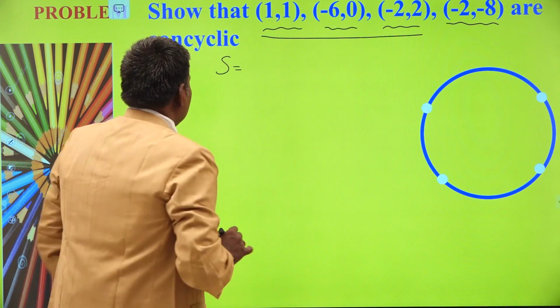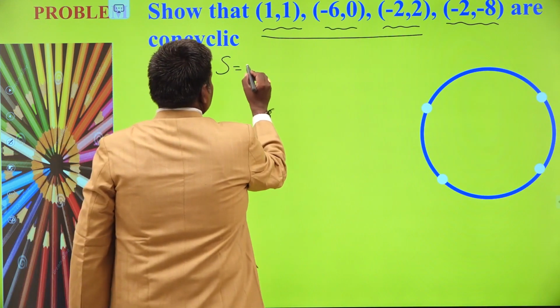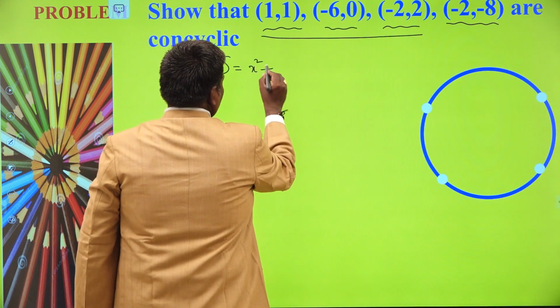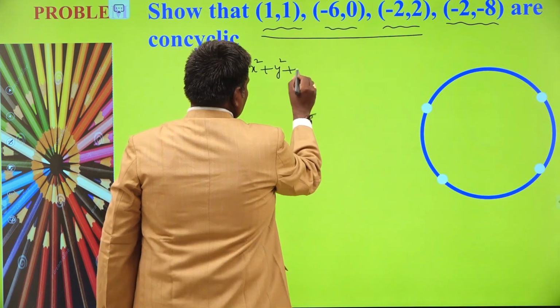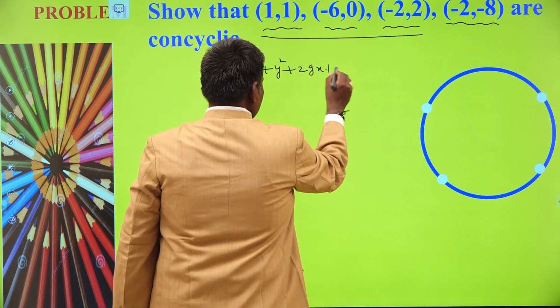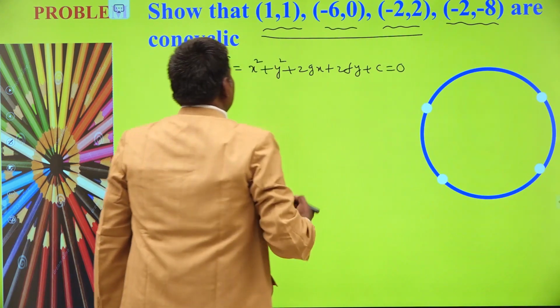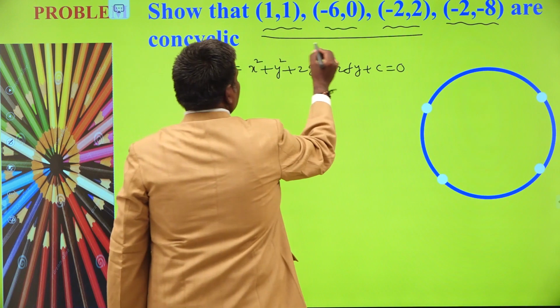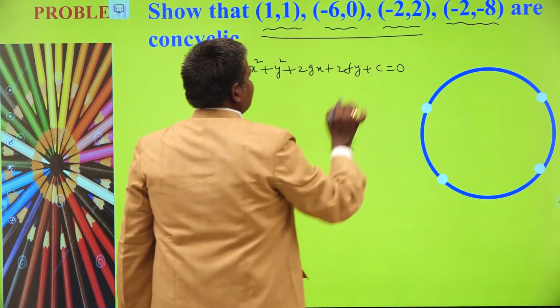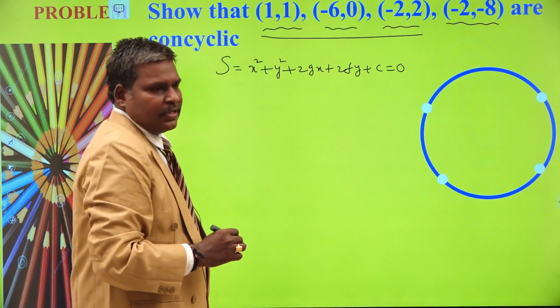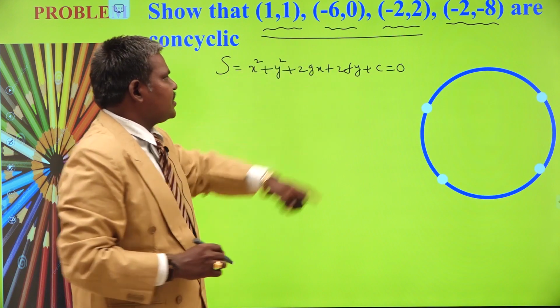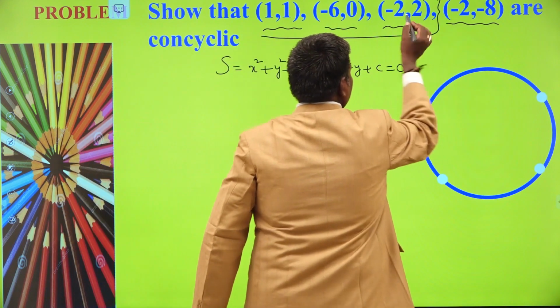Okay. Let S equal to 0 be the required equation of circle. What is S here? x square plus y square plus 2gx plus 2fy plus c equal to 0 is the equation of circle passing through the first 3 points. This is the equation of circle passing through the first 3 points, up to here.